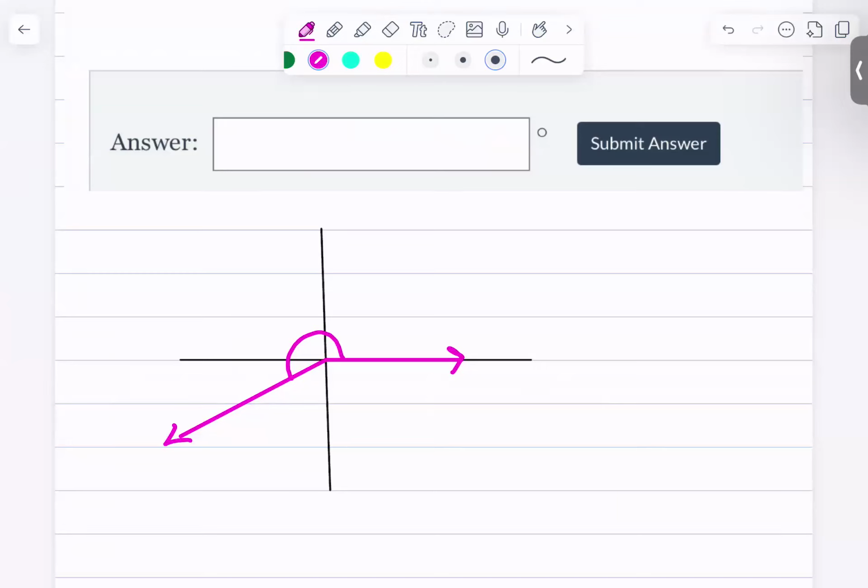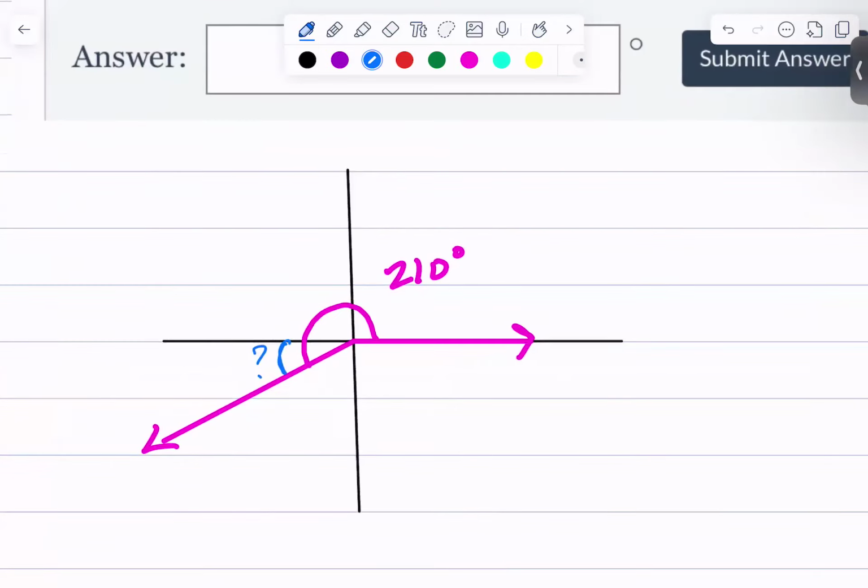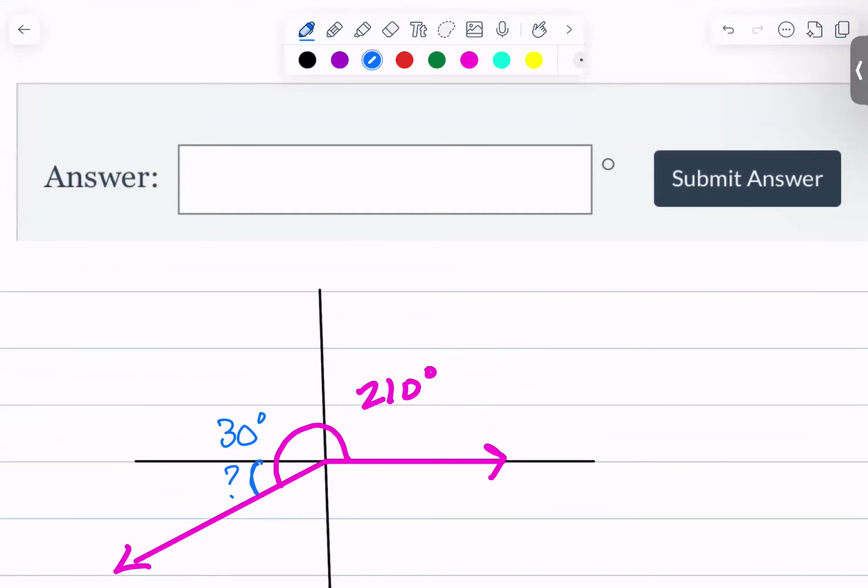That would be 210 degrees. So what they're asking us is, hey, what is this angle here? What is that angle there? Because that would be my reference angle. What is it? 30. 30 degrees, right? So you just plop in 30 and submit answer.